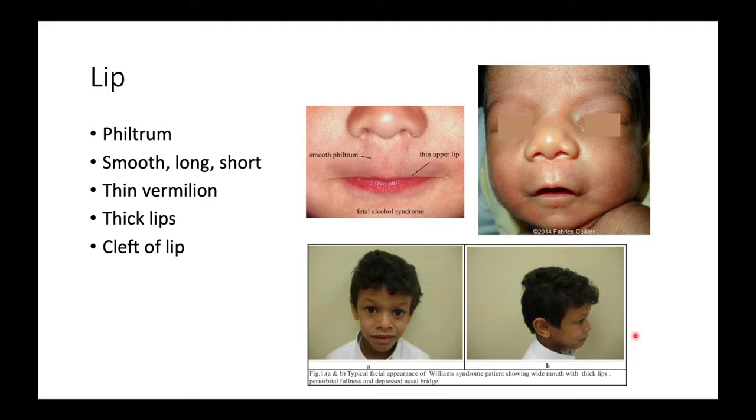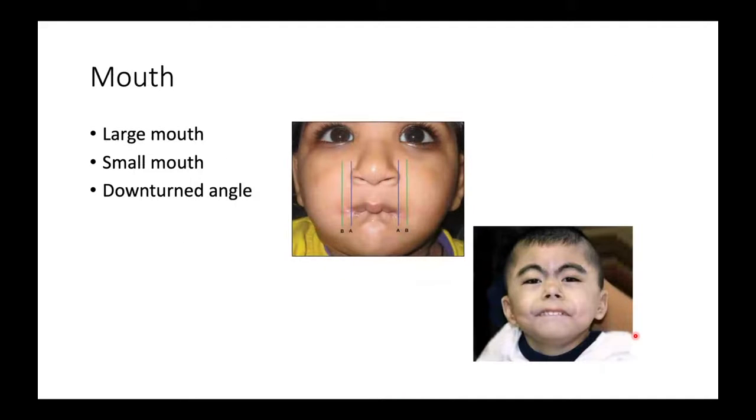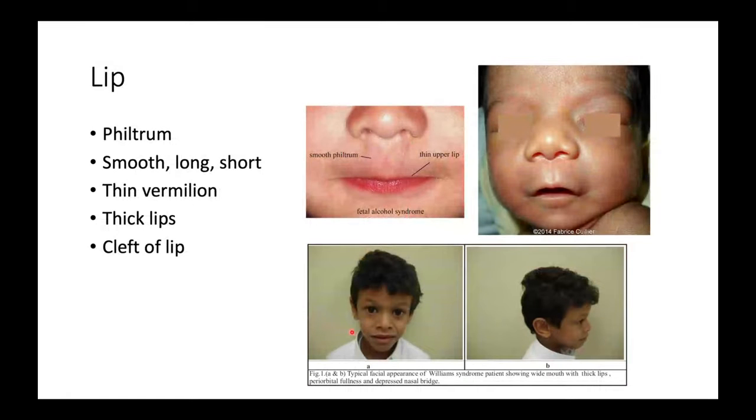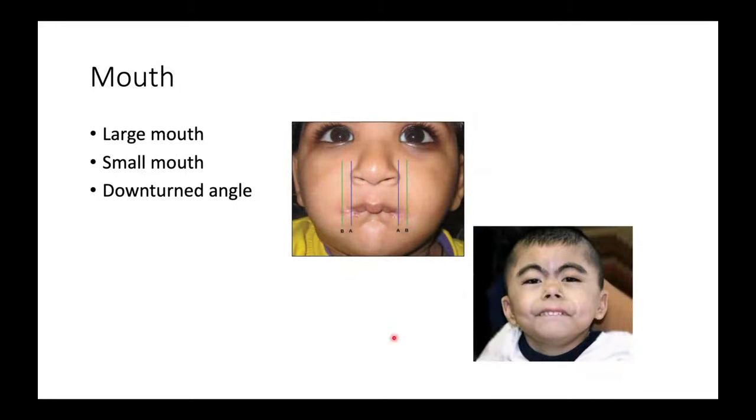And of course, we may have, as we saw in a previous picture, a cleft of the lips. The mouth itself may be large, like this mouth, as wide or small, or the angles of the mouth might be downturned. So the suffix for mouth is stomia. If you have a small mouth, the term, I've never seen macrostomia, but the small mouth is called microstomia.